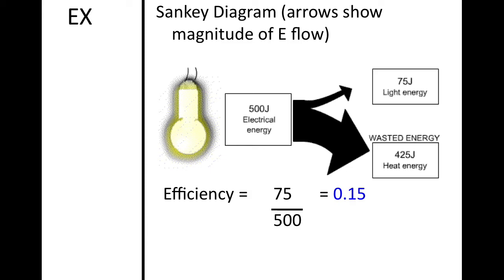For example, we have a Sankey diagram, and this is pretty much a diagram that shows the magnitude. The arrows show the magnitude of how much energy is going into either the waste product or the part that is actually useful. In this case, we're looking at a light bulb, which has 500 joules of electrical energy, of which a large amount is wasted energy in the form of heat. This heat energy is releasing 425 joules out of the 500 joules as waste energy. And then there's this tiny amount of 75 joules, which is released as light energy, which is useful.